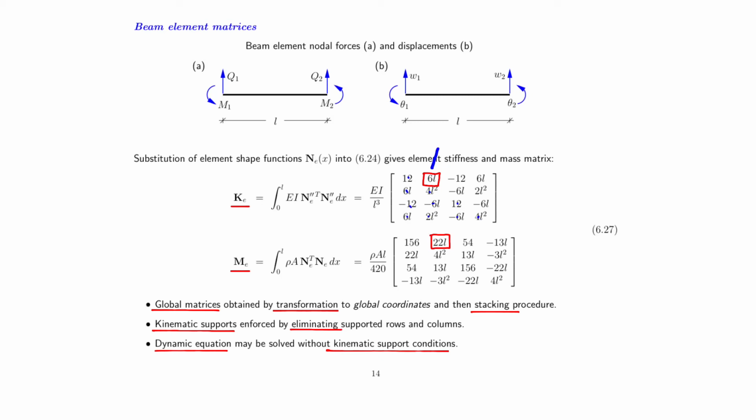Let's have a look at the mass matrix. For the mass matrix, again the 1-2 element, we'll have the integral, then the mass per unit length, then we'll have the cubic shape function number 1 times the cubic shape function number 2, integrated over the length of the beam. Let's just consider this product.